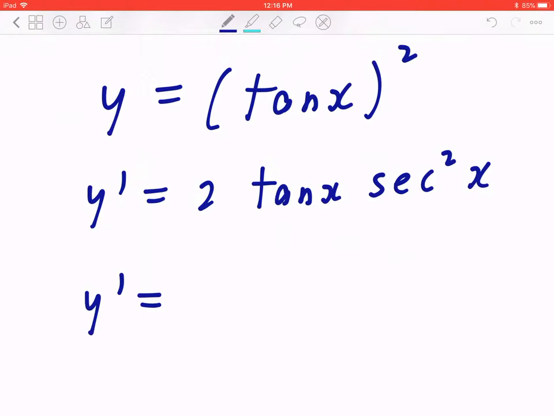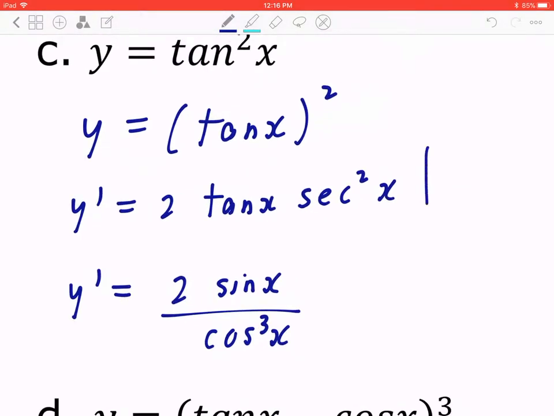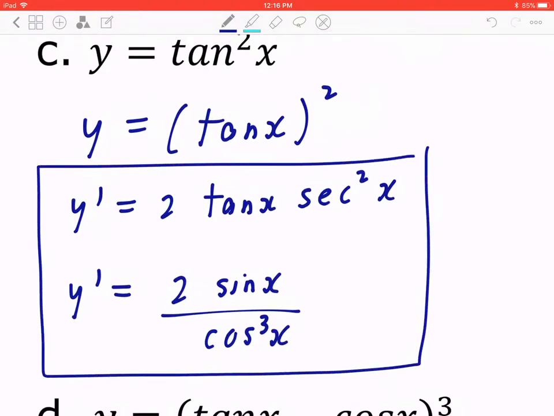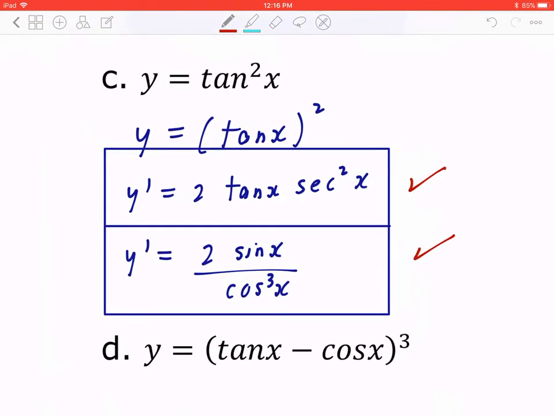And again, at this point, it depends on the textbook. Sometimes it even depends on the teacher. But if you want to rewrite this in terms of sine and cosine, you can. And tan x, of course, is sine over cosine. So you can write down sine x, and secant square x is already cos square x times another cos x, so it's going to be cos x to the power of 3. So I'm going to put a box around both cases just to show you that they're both mathematically right. And it just depends on the textbook. It may even depend on your teacher to figure out which one they're expecting. Now, part D.